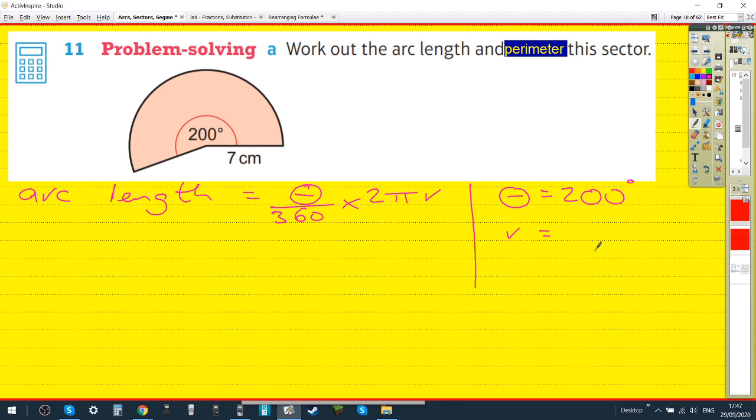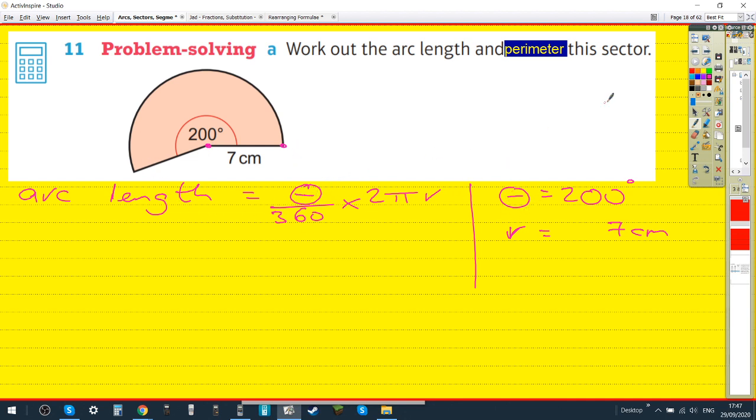R is the radius. What's the length of the radius? The radius is 7 centimeters. If this was a full circle, the radius is from the center to the circumference.